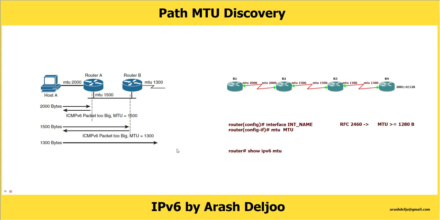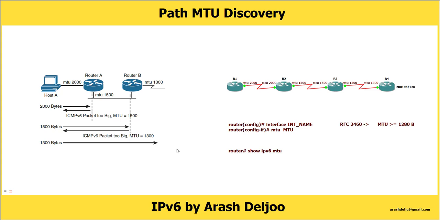And path MTU discovery also supports multicast destinations. If the destination is multicast, there are many paths that copies of the packet may travel, and each path can have a different path MTU. And you know that a Packet Too Big message will be generated just as with a unicast destination, and the packet size used by the sender is the smaller path MTU of the whole set of destinations.